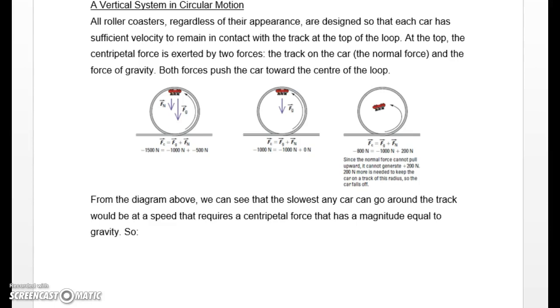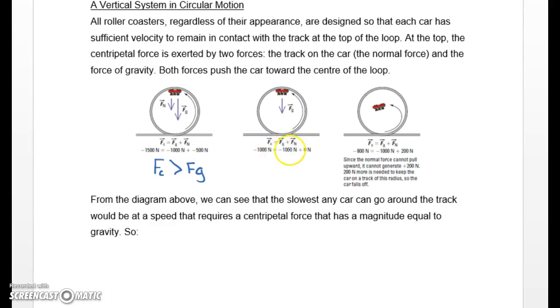So from the diagram above, we can actually see that the slowest any car can really go around the track is where your centripetal force is equal in size to the force of gravity. So that's looking at this example right in here. And if we would just want to quickly examine each of these cases, they give us some values here. So this one here is where our centripetal force is greater than the force of gravity. So here you can notice the track stays on the car. Well, that's really great. That's exactly what we want.